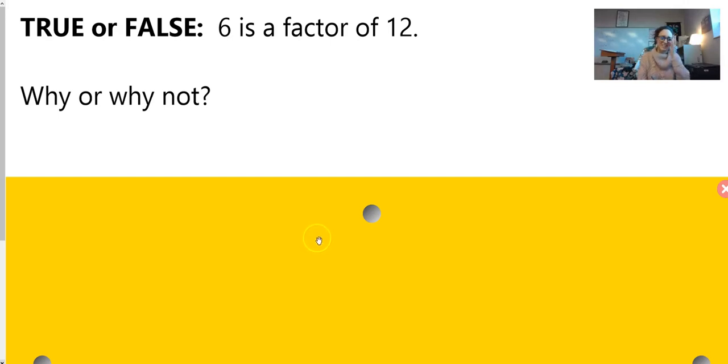All right, you don't need to write anything yet, but true or false? 6 is a factor of 12. That is true, right? And why? That's because when you divide, you have no remainder, right? So 6 divides evenly into 12. You have a quotient of 2 with no remainder.